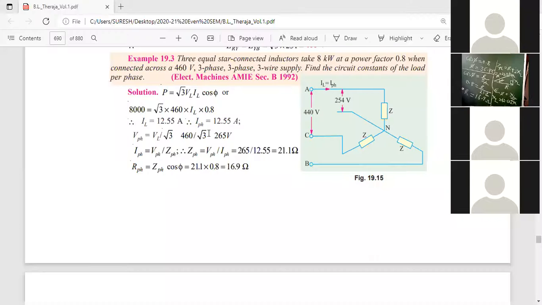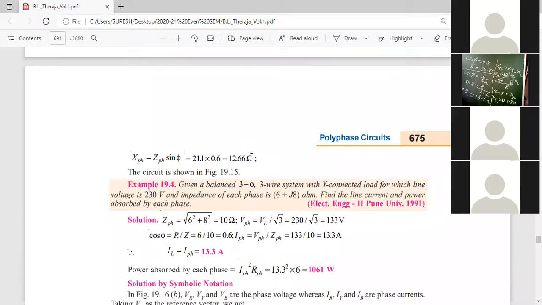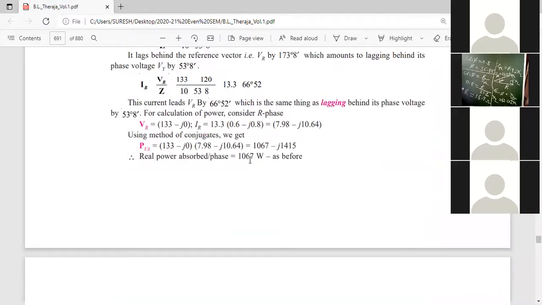See, this is the solution they have prepared in the textbook. Your R is 16.9 ohms and XL is 12.66 ohms. Next, we will do the next problem.